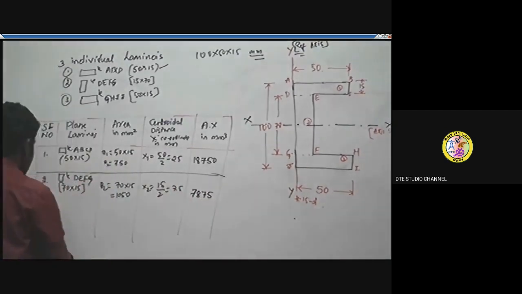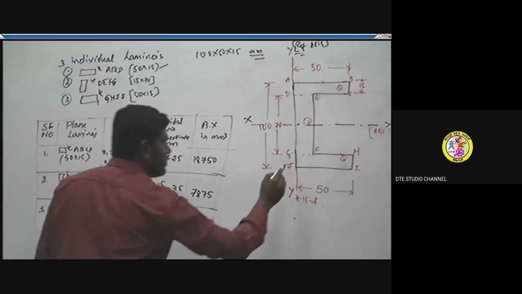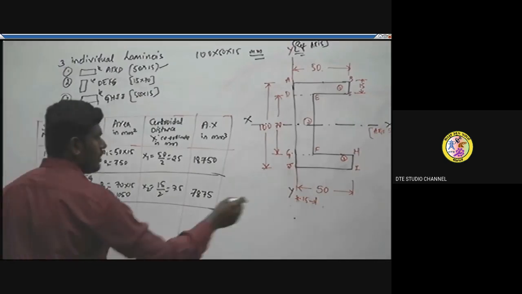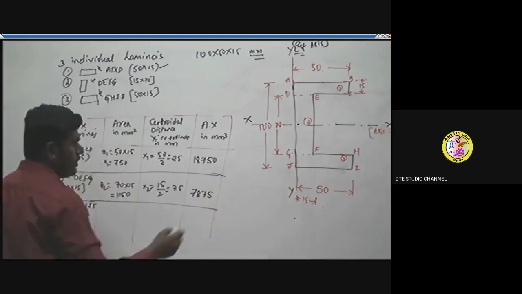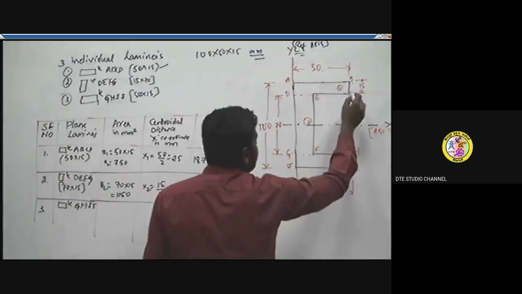In the last one, the third lamina, it is also in the form of a rectangle, as we have seen. So GHIJ. Its cross sections are 50 into 15. So this length is 50 and this is 15. As we mentioned here, the same also applies.